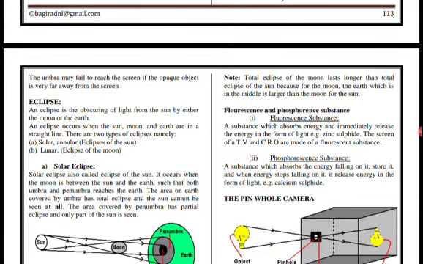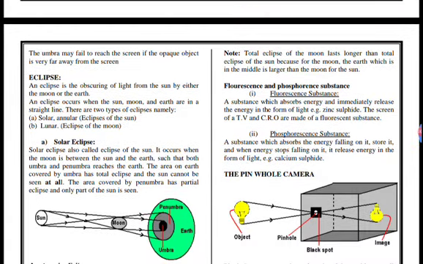Now let's look at eclipse. An eclipse is the obscuring of light from the sun by either the moon or the earth. An eclipse takes place as a result of the sun, the moon, and the earth being in a straight line. There are two types of eclipses: the solar eclipse, or eclipse of the sun, and the lunar eclipse, or eclipse of the moon.